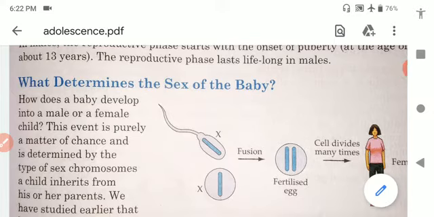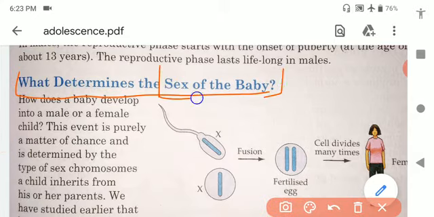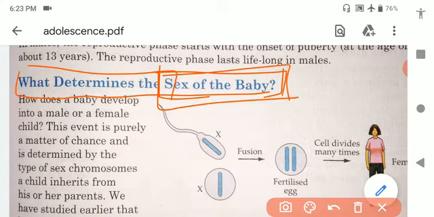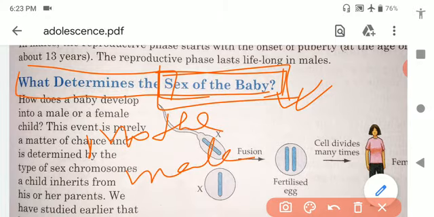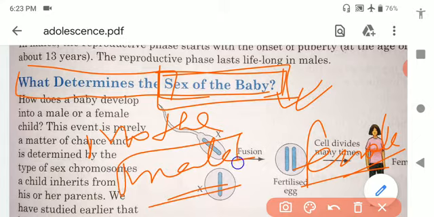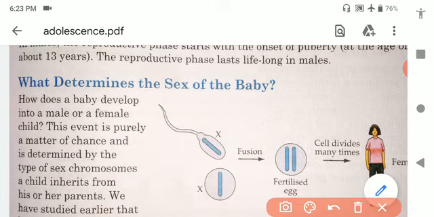Now, I am going to explain the topic: why a baby becomes male or female, and what determines the sex of a baby. Sometimes we observe that a mother gives birth to a male child, or sometimes she gives birth to a female child. So the difference in sexes, male and female, is caused by certain factors. So what is the factor behind the male or female sexes?